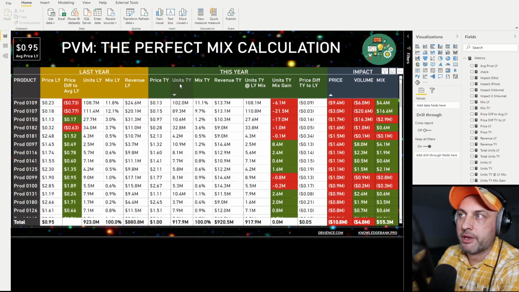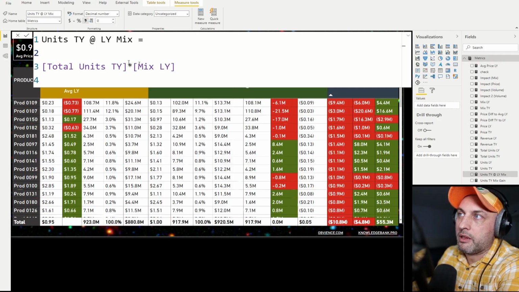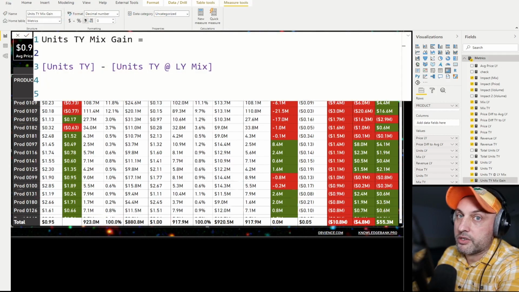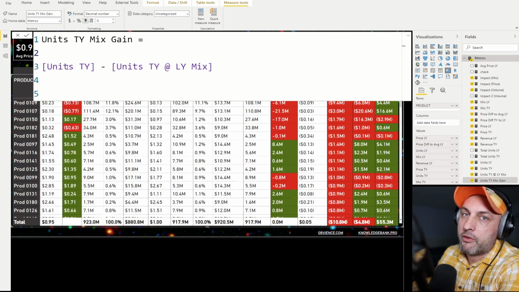So we have our price this year, units this year, mix this year, revenue this year, units this year at last year's mix. Let's see how that's calculated. As you can see, to calculate units this year at last year's mix, all I need to do is multiply total units this year times the mix of last year. The next metric, the most important one, is units this year mix gain. Let's see how that's calculated. Turns out that's also very simple. I know what my units this year are, so I'm going to deduct units this year at last year's mix, the prior calculation, from my units this year.